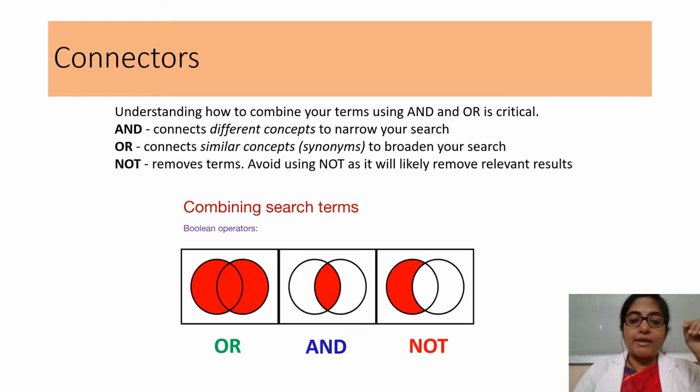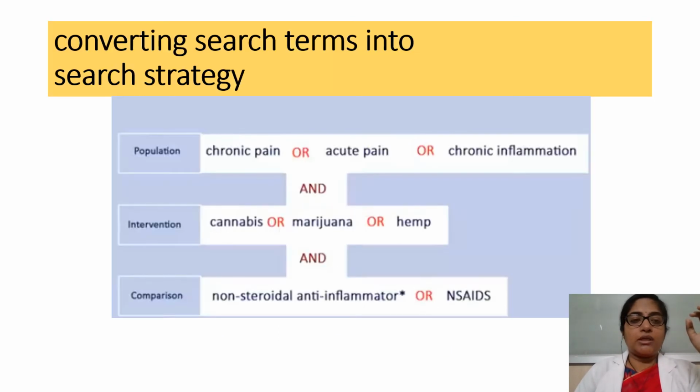Now, a very, very important aspect is connectors, how we connect the various search keywords. Understanding them is critical. If we use the Boolean operator AND, it will narrow the search, as you can see here. If we use the Boolean operator OR, it will broaden our search. And if we use NOT, it will remove the terms. We should not use NOT because it may inadvertently remove relevant studies. So AND and OR are commonly used Boolean connectors.